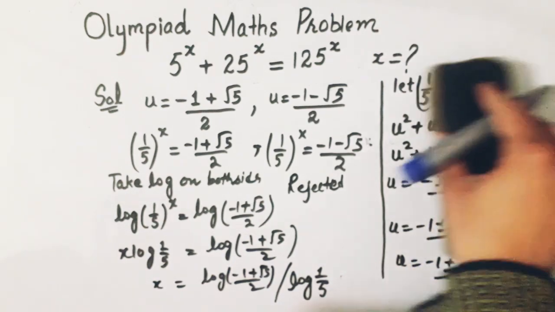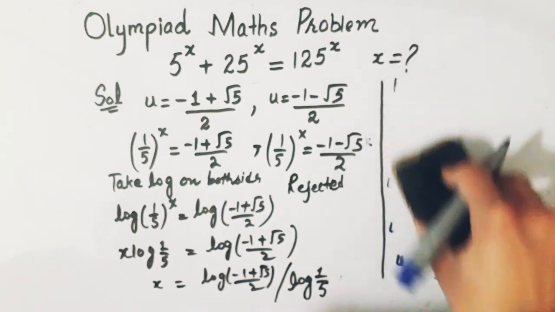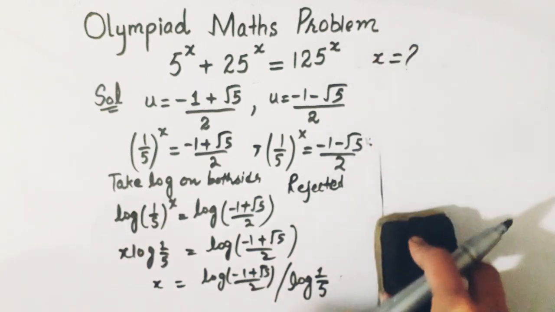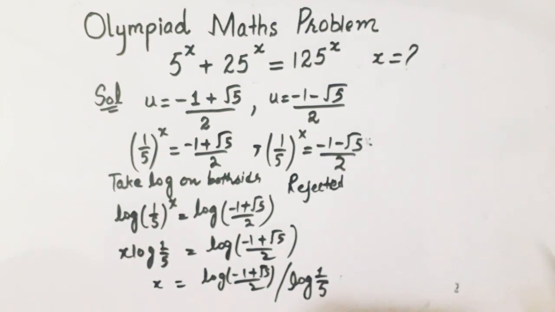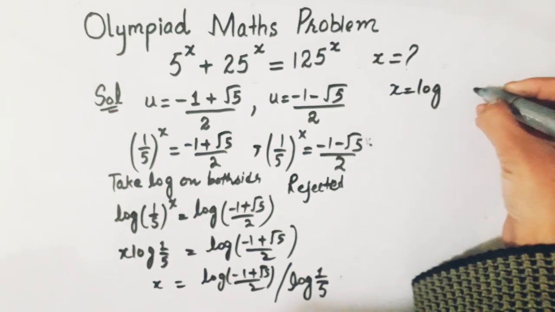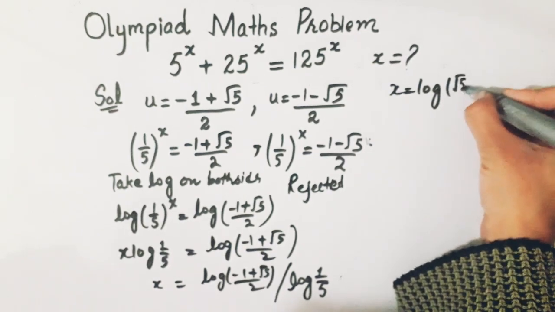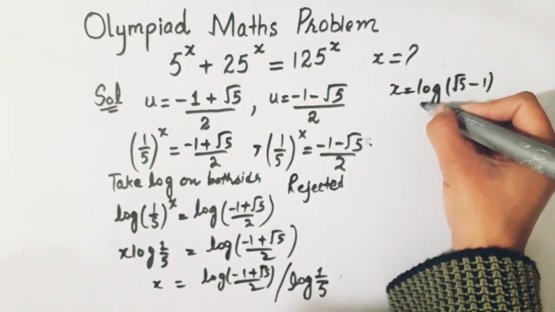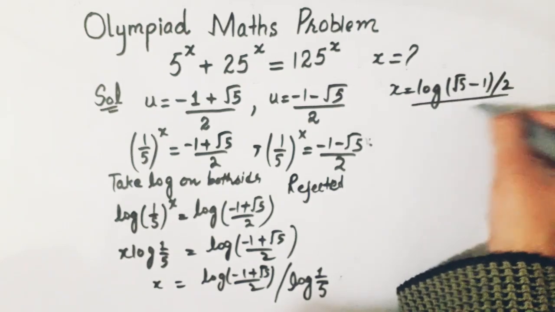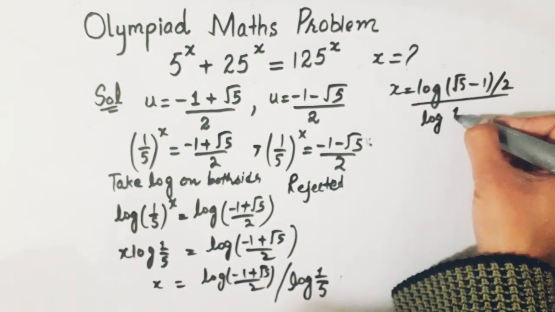Now we will solve this further here. We have x equals log of root 5 minus 1 divided by 2 and log 1 by 5.